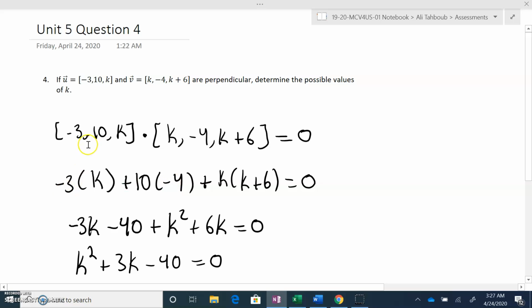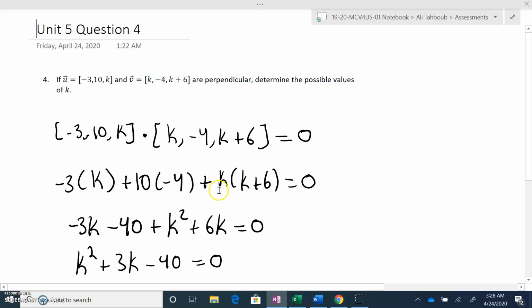And I knew that the first coordinate should be multiplied with the first coordinate of the second vector. So I did -3 and then k, as that's the first coordinate multiplied with the first coordinate of the second vector. And then I did 10 multiplied by -4, as that's the second coordinate of the first vector multiplied with the second coordinate of the second vector.